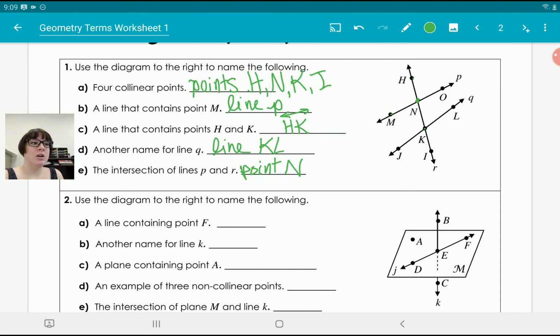Again, if you are doing this on paper, try your best to draw the diagrams on the side because it really helps.